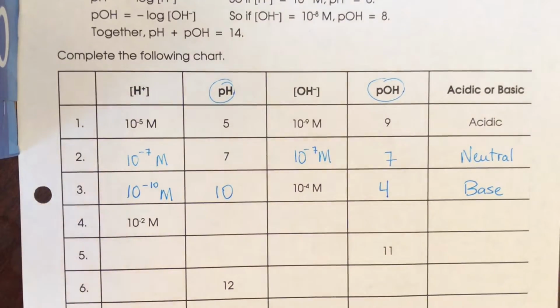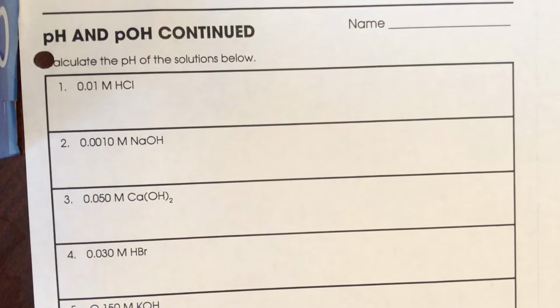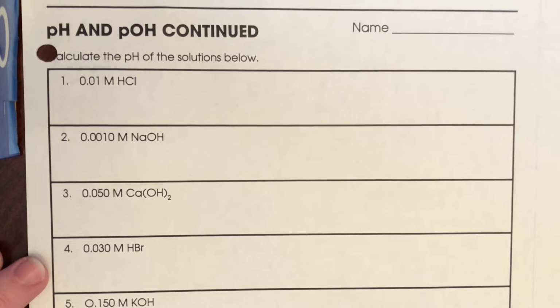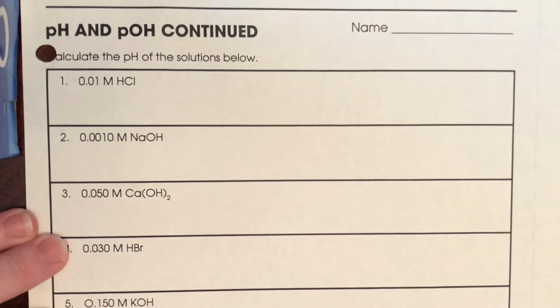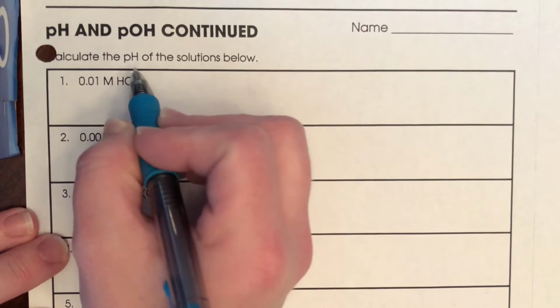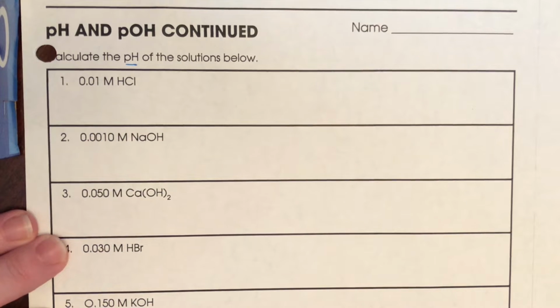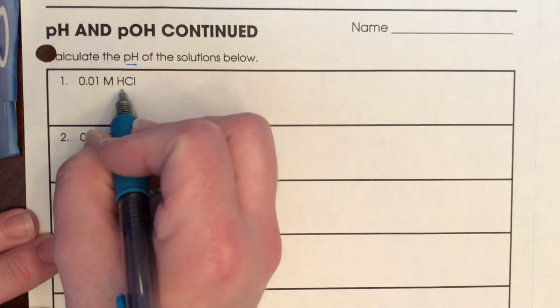Okay, moving on to page 34. This one I've had several questions about today, and that's perfectly fine. They can be a little confusing. What you want to do first is notice that it wants you to calculate the pH of all of the solutions, and you need to make sure you pay attention to the chemical.